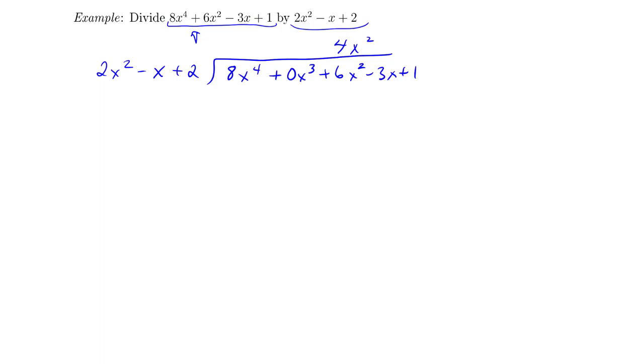All right, 4x squared times 2x squared gives me the 8x to the 4th I'm expecting, because that's why I chose it. Then 4x squared times minus x gives me minus 4x cubed. 4x squared times plus 2 gives me plus 8x squared. And I would subtract.